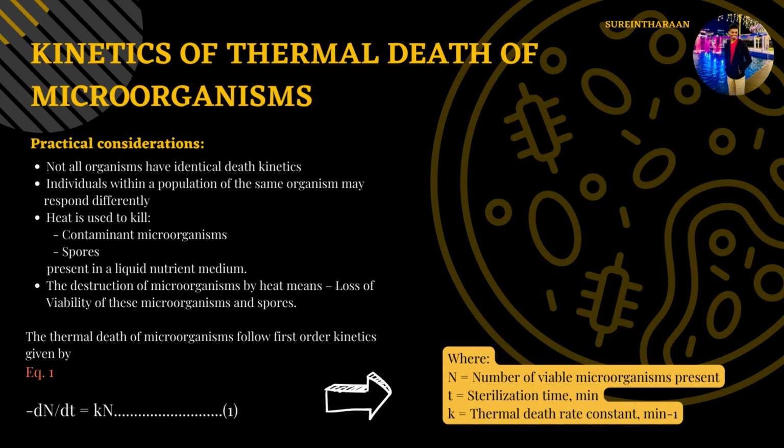Kinetics of thermal death of microorganisms. Practical consideration. Basically, not all organisms have identical death kinetics. Individuals within a population of the same organism may have different responses. For example, heat is used to kill contaminant microorganisms and spores present in a liquid nutrient medium. The destruction of microorganisms by heat means loss of viability of these microorganisms and spores.